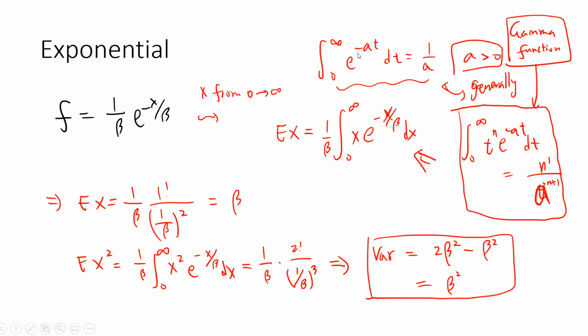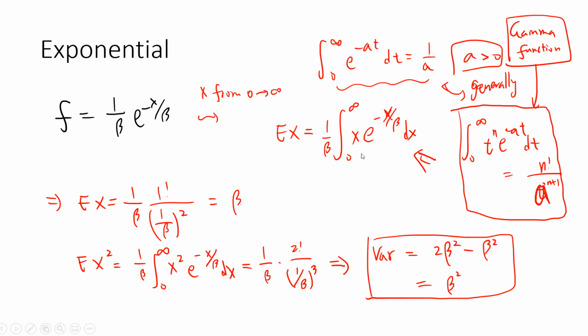The exponential distribution also uses a gamma function technique. For the exponential, we probably need to use this gamma function definition: the integral from 0 to infinity of t to the n times exponential of negative a t dt equals n factorial divided by a to the n plus 1. Okay, so our probability distribution is 1 divided by beta times exponential of negative x divided by beta, with x from 0 to infinity, right?